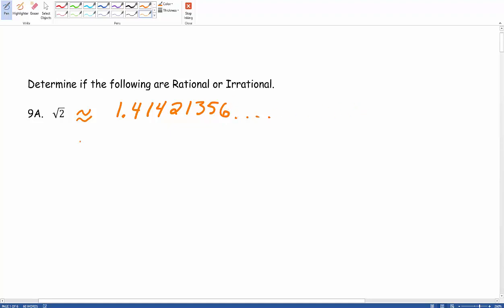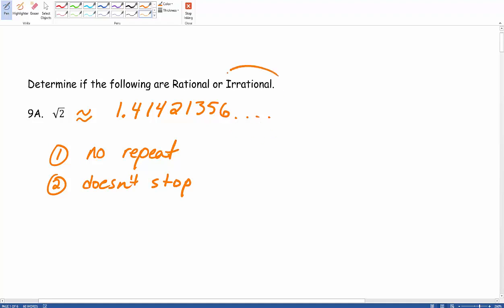And any time that it has no repeat, and it keeps going, so it doesn't stop, then this would be the irrational case.